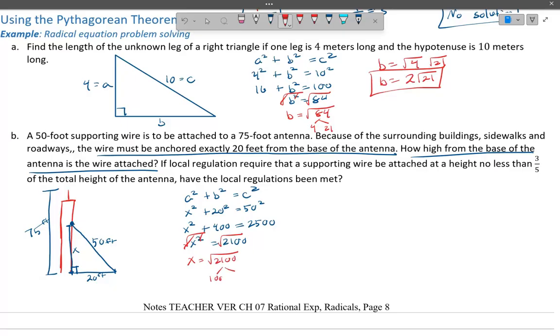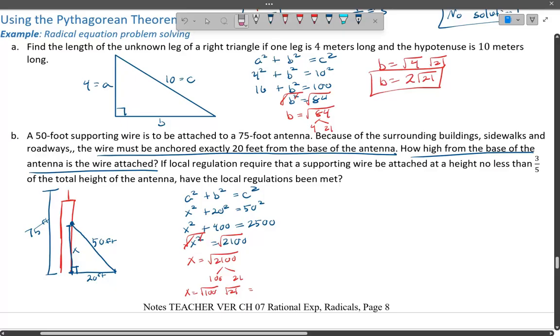We can split this into 100 and 21. So we're going to have the square root of 100 and the square root of 21, meaning that our distance is going to be 10 square root of 21, which is approximately 45.8. Now it doesn't say to round, so this is our exact solution. Here is a value rounded to 1 decimal point for when you pay attention to any rounding directions.